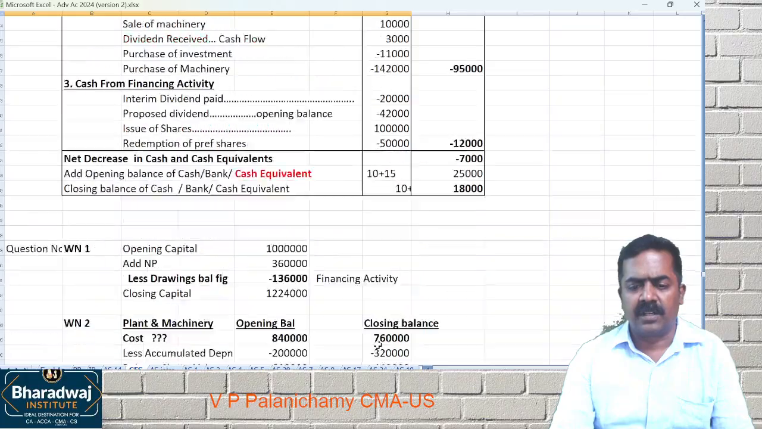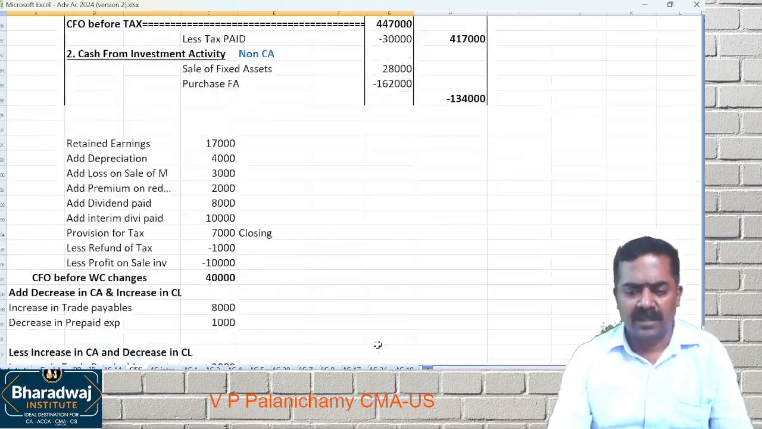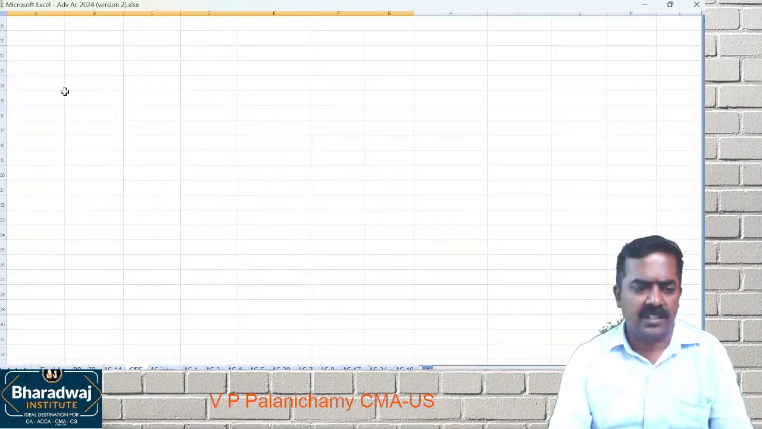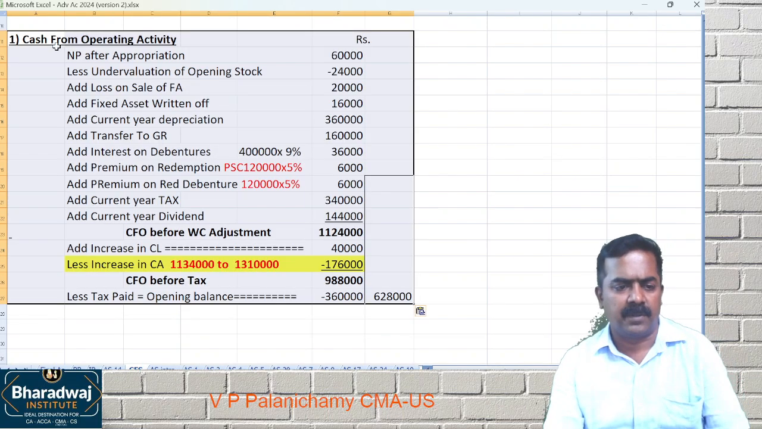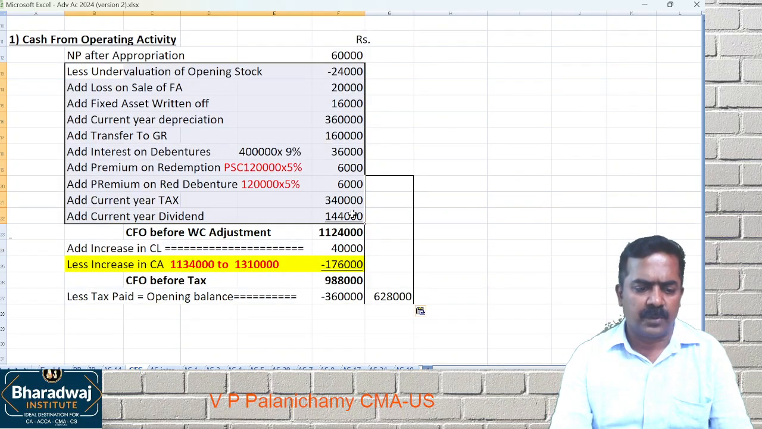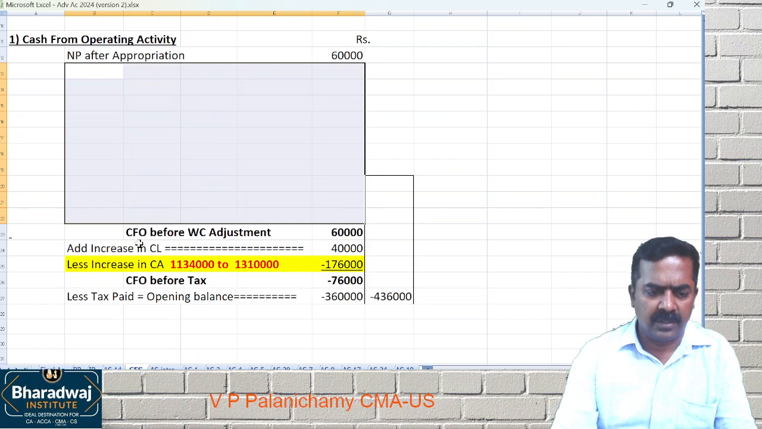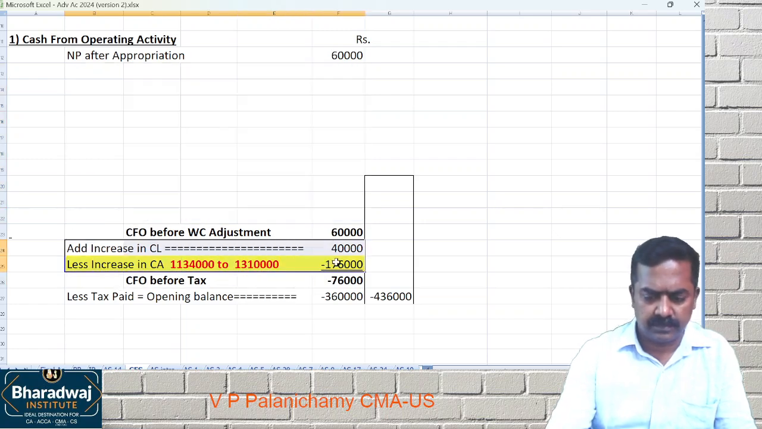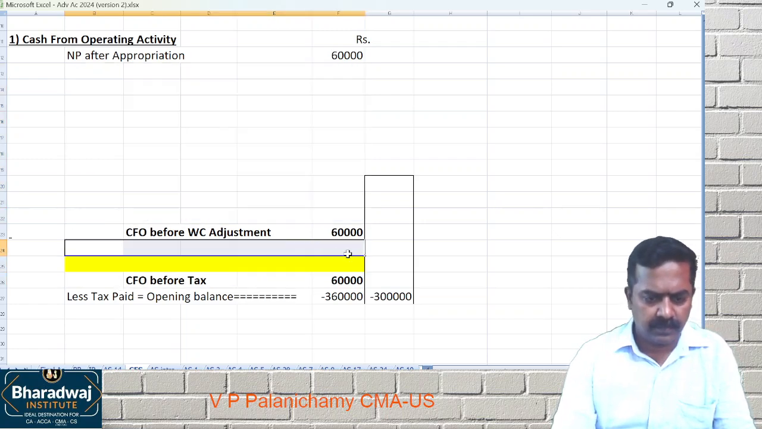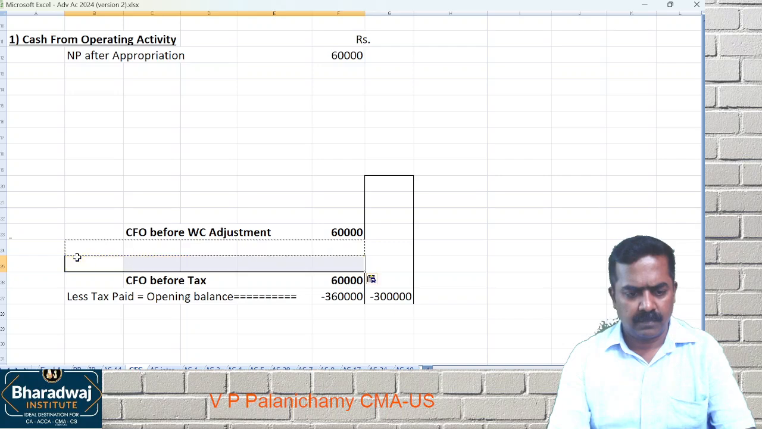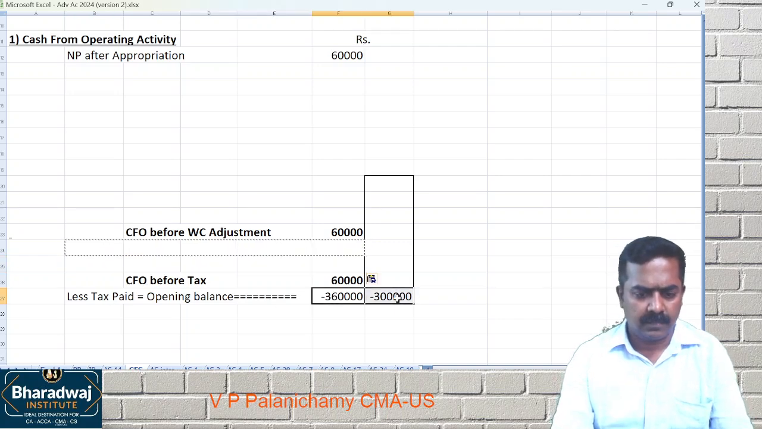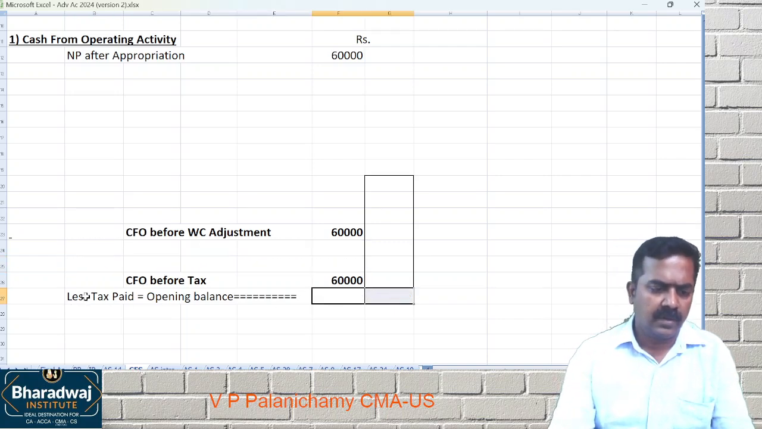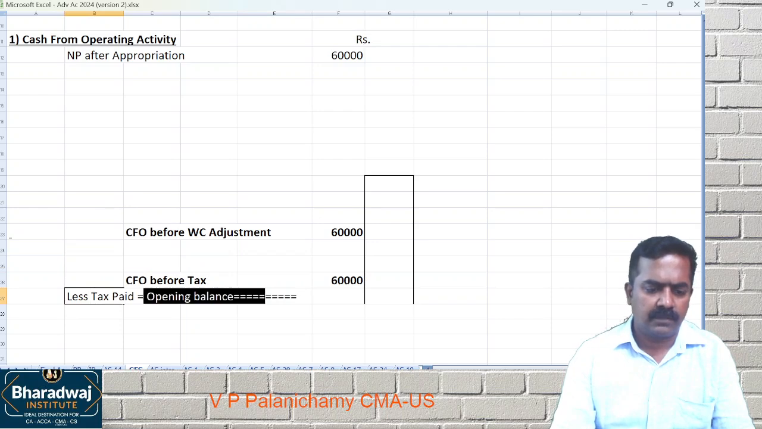Because in direct method it is not possible to work in this question. We are not given data about cash sales, credit sales, cash collection, cash payment and all. So we have to go with which one? Indirect method only. Try to work out this.